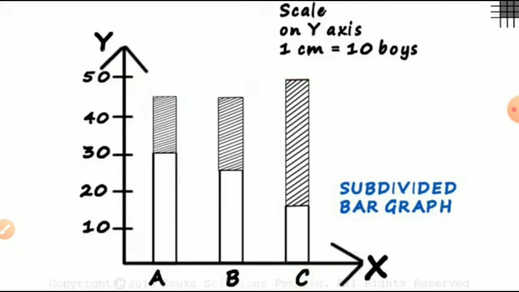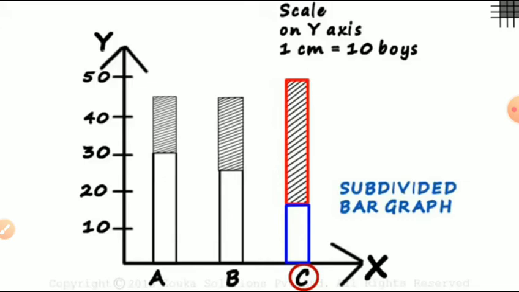And looking at the different styles of bars, it helps us compare the number of boys and girls in one particular division. Just by looking at the bars, you can say that Division A has more number of boys as compared to the girls in that division. Division C has more girls than boys.